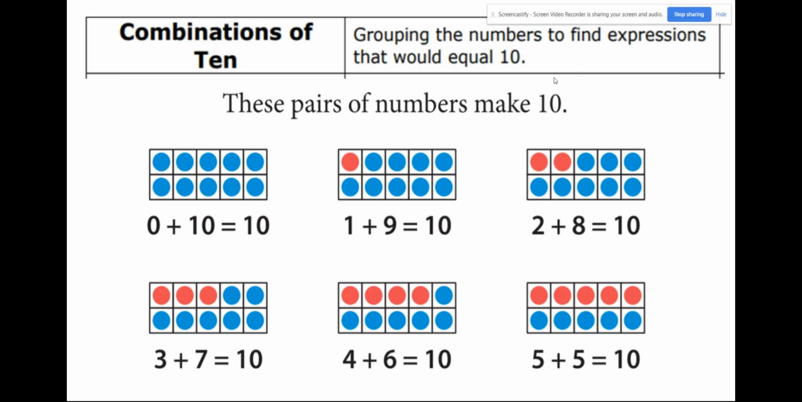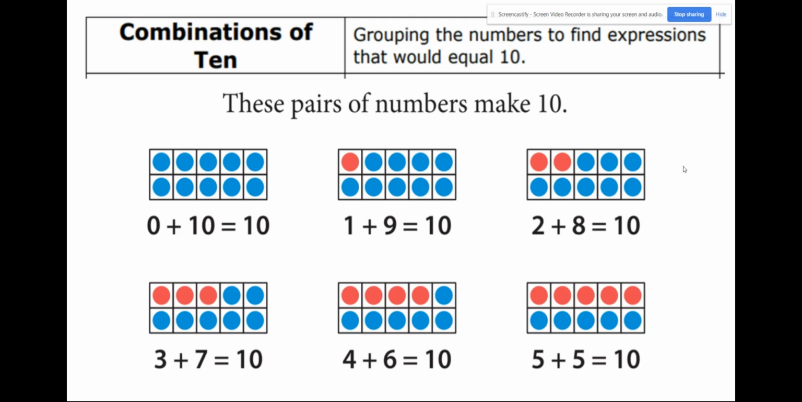If I look at this first illustration here, it says 0 plus 10 equals 10. So that means you must have started out with 0 and added 10 to equal 10. If I'm looking at this next illustration, I see one red one and blue, I see 9. So that means you started out with 1 and you added 9 to equal 10. You notice the pattern starting? Every time it's going to equal 10.